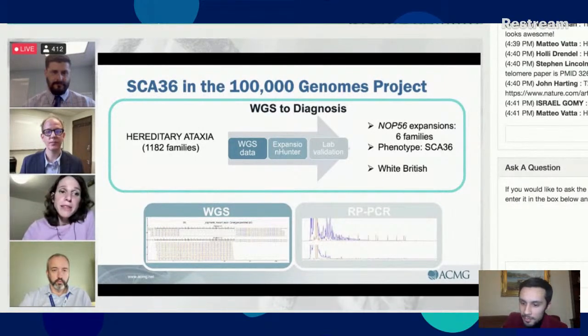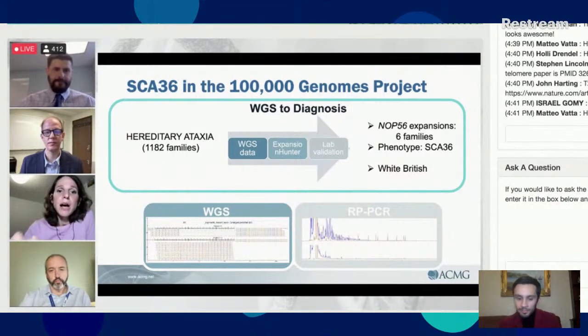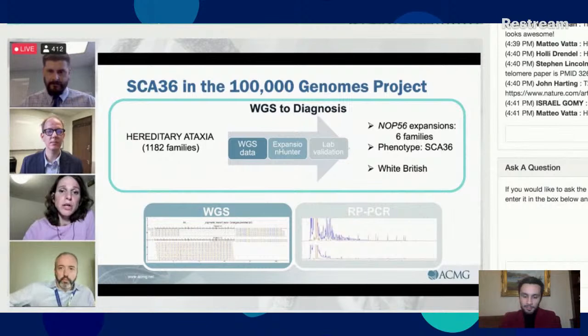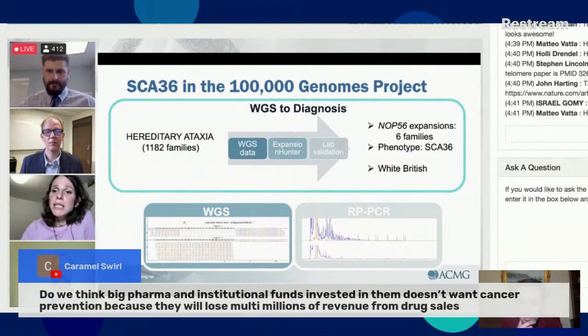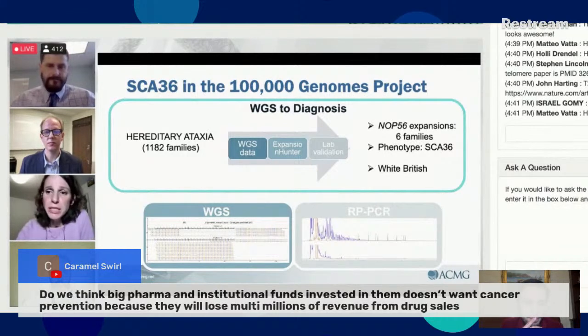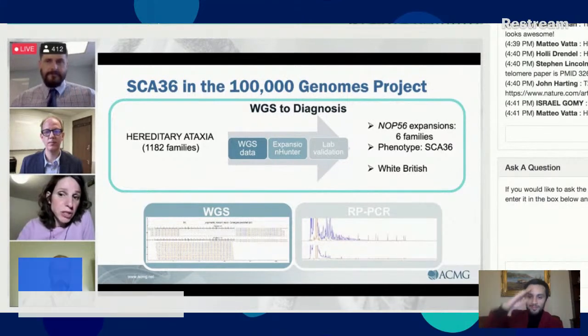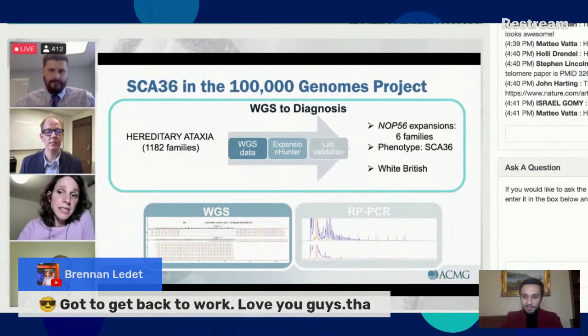So we analyzed over 1,182 families recruited under hereditary ataxia, analyzed whole genome sequencing data using our short tandem repeats pipeline employing ExpansionHunter, and when we detected an expansion, we went on to validate it by RT-PCR. So we detected a total of 6 families with SCA36 expansions and a phenotype consistent with SCA36. And of note, all of these families are from a white British background, confirming that SCA36 does exist in the UK population.